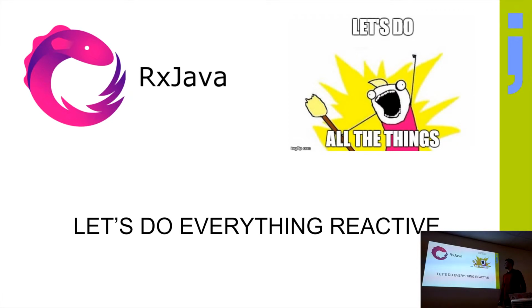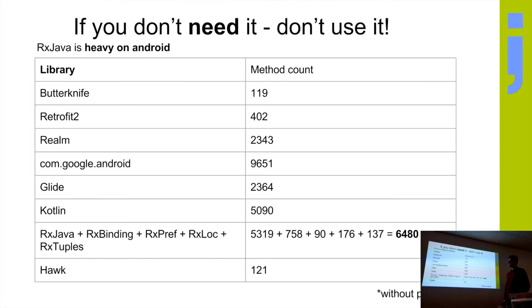Which is a cool library, and Reactive is a cool pattern, of course. But it's heavy, especially on Android. It's heavier than Kotlin, a separate language, and with RxJava and all the libraries, if we would keep on adding libraries, we would hit the limit.